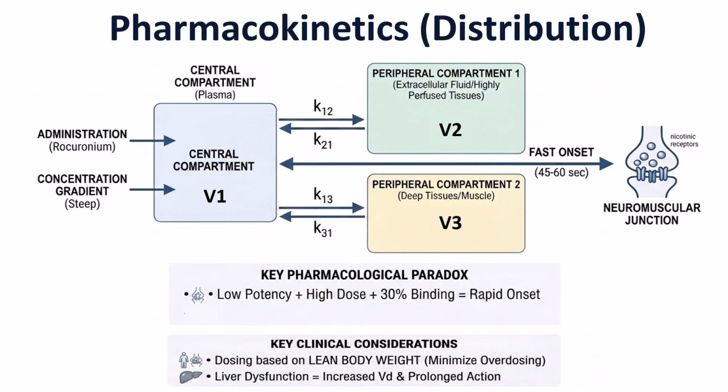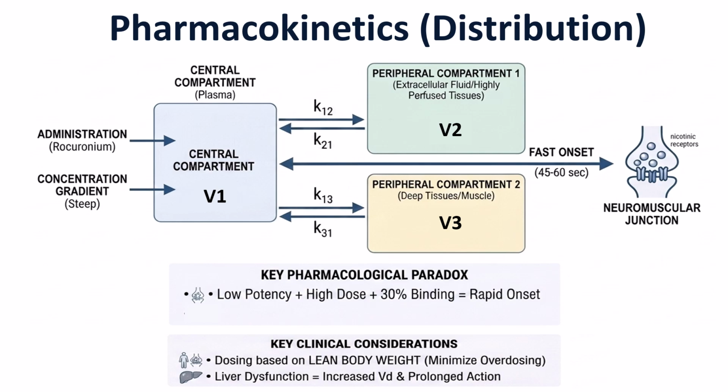Rocuronium follows a 3-compartment pharmacokinetic model and distributes rapidly from the central circulation into the extracellular fluid, with an initial distribution half-life of 1 to 2 minutes. This rapid distribution contributes to its fast onset of action, which typically occurs within 45 to 60 seconds.